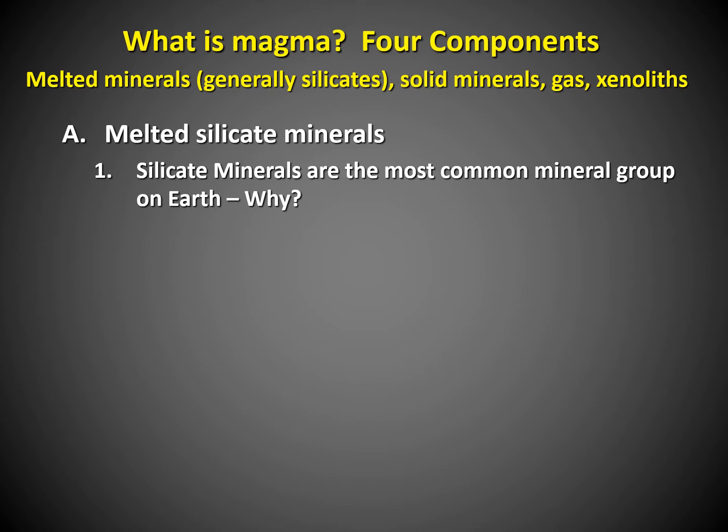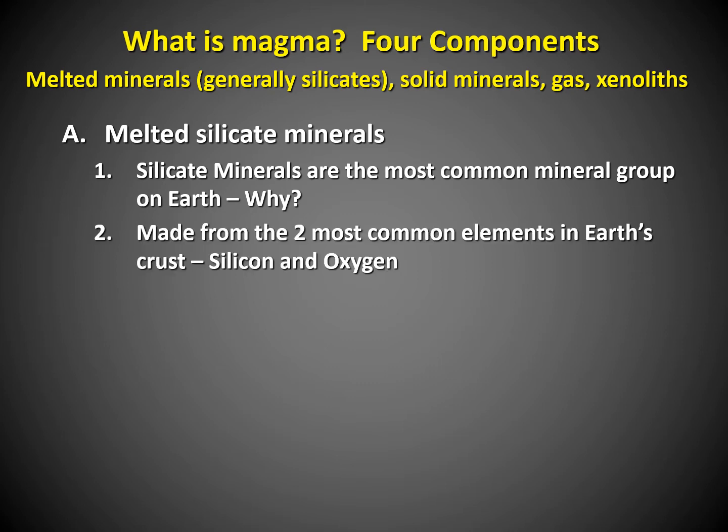Here on Earth, and actually all of what we call the terrestrial planets, the inner planets, Mercury, Venus, Earth, Mars, and our moon, they're all made primarily of silicate minerals. Silicate minerals are the most common group of minerals on Earth, because they are made of the two most common elements in the Earth's crust, silicon and oxygen.